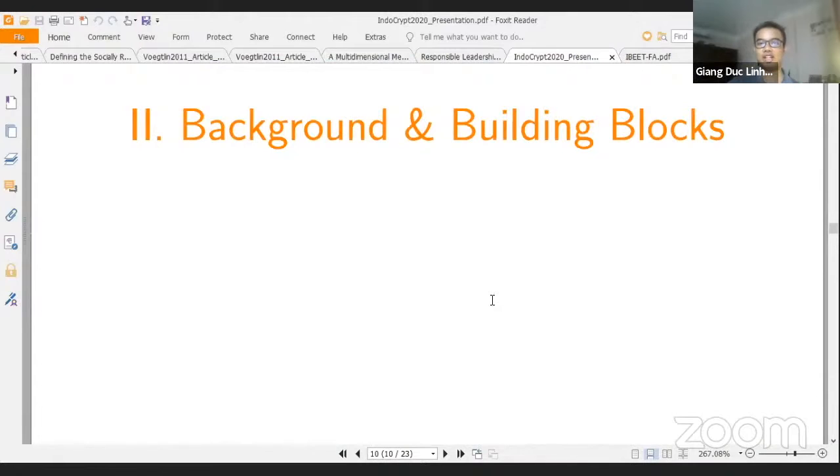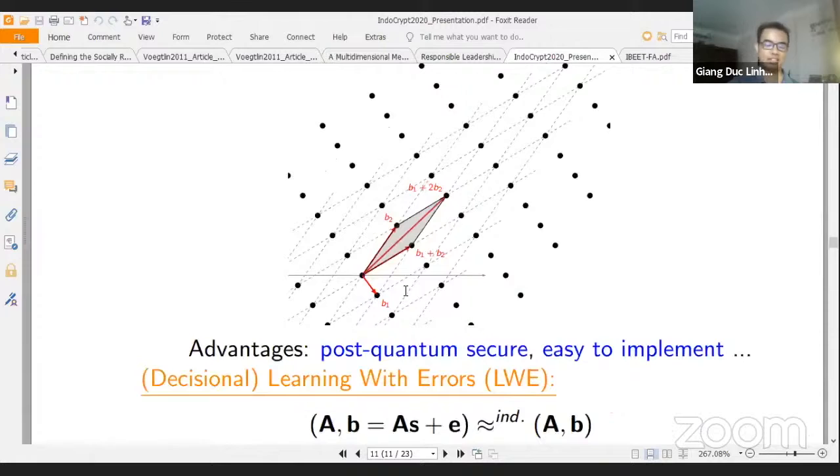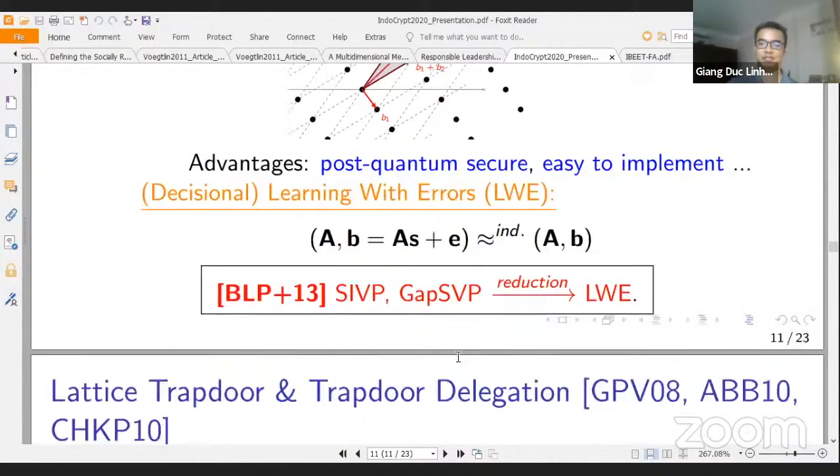Now let's talk about the building blocks. You can see here the lattice. A lattice is basically a group of linearly independent vectors, and these vectors form a basis for the lattice. And our work is based on the LWE problem. The LWE problem is to distinguish whether a sample is truly random or is of the form of a matrix A with a secret key and a noise.